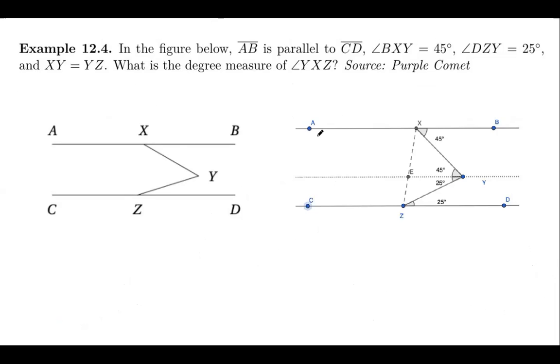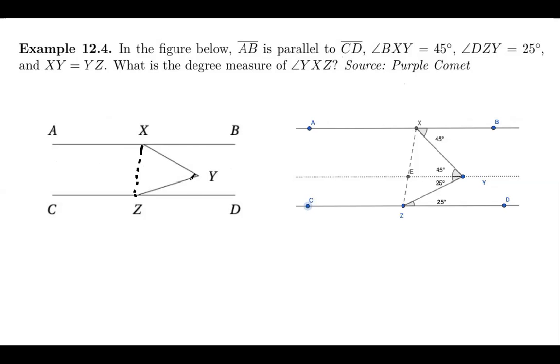But this is one example of drawing an auxiliary line. In this figure, we have AB is parallel to CD, BXY equals 45, DZY equals 25 degrees, and XY equals YZ. And we're trying to find the degree measure of YXZ. So first, it helps to draw the actual line of the triangle.